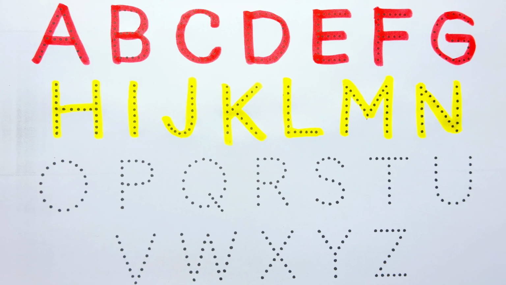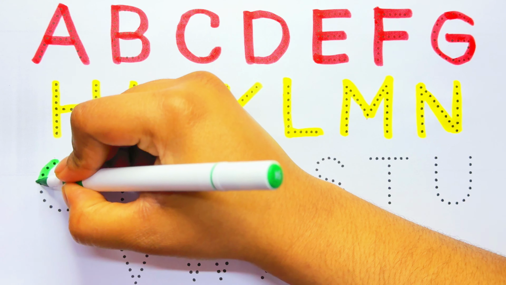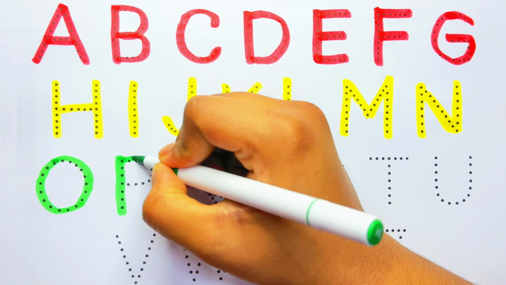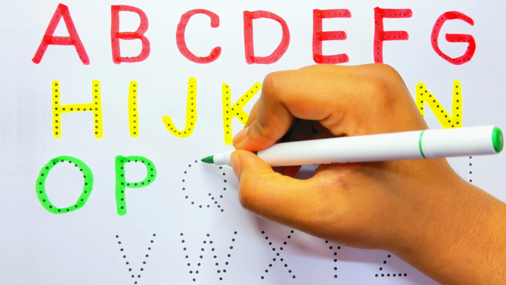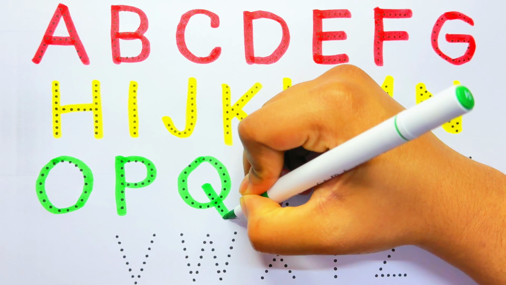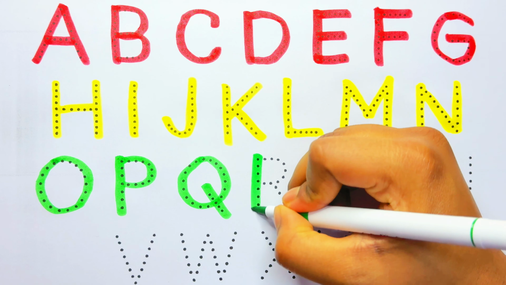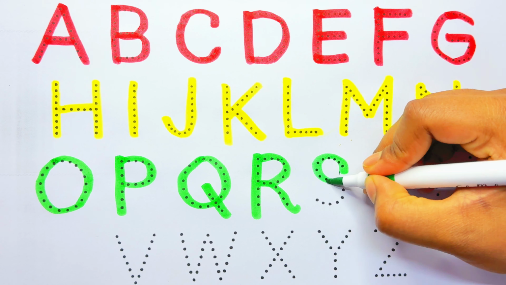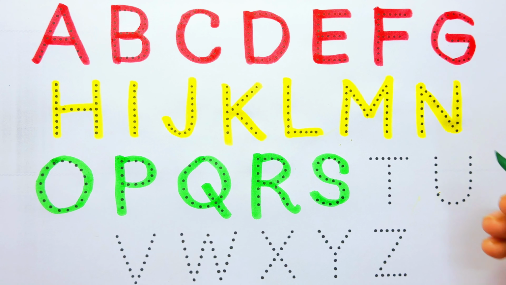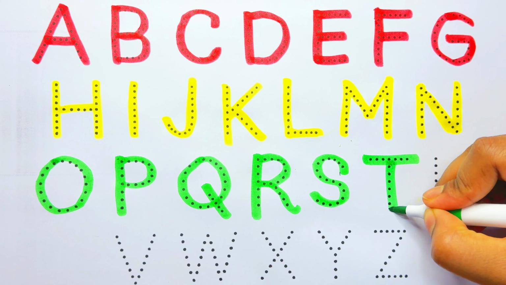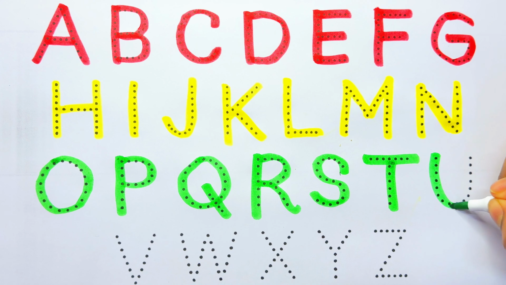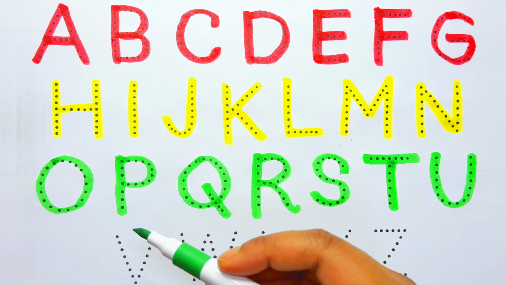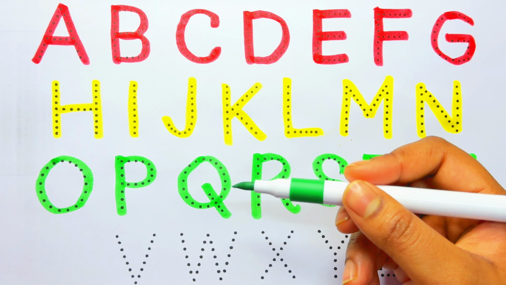Yellow color. O. O for octagon. P. P for pentagon. Q. Q for quarter. R. R for raspberry. S. S for squirrel. T. T for tissue. U. U for uniform. Which color is this, kids? Green color.